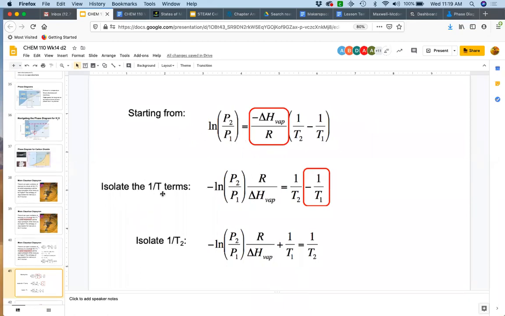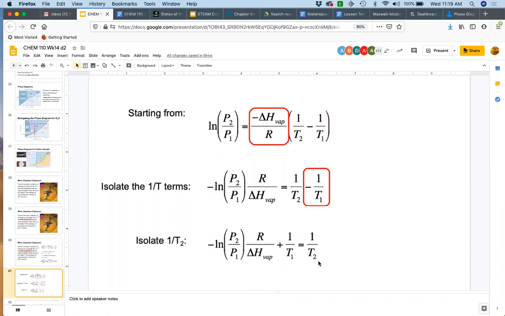Then I'm going to isolate my 1 over T term. So I want to get 1 over T2 by itself. That means I'm going to add plus 1 over T1 to both sides, which is how I get to this term. Notice 1 over T2 is what I want because I want to get T2 by itself.